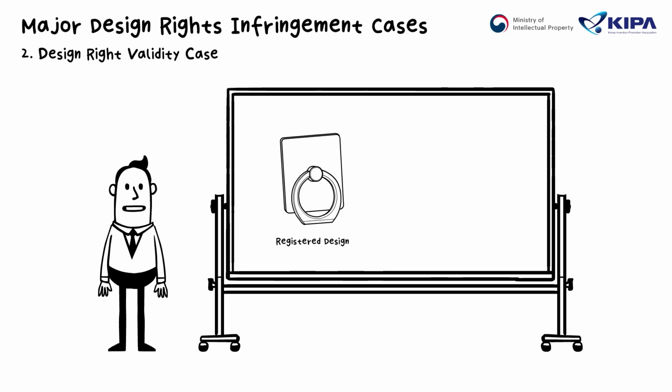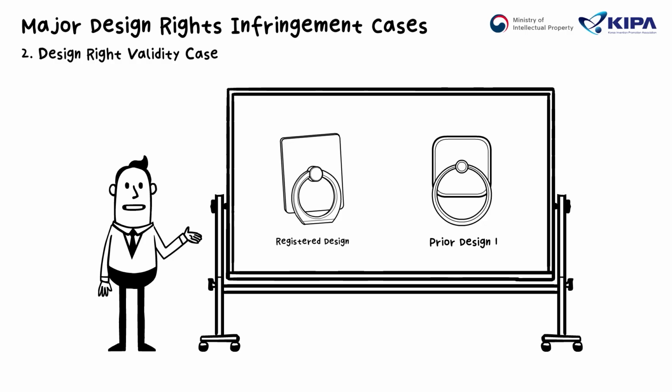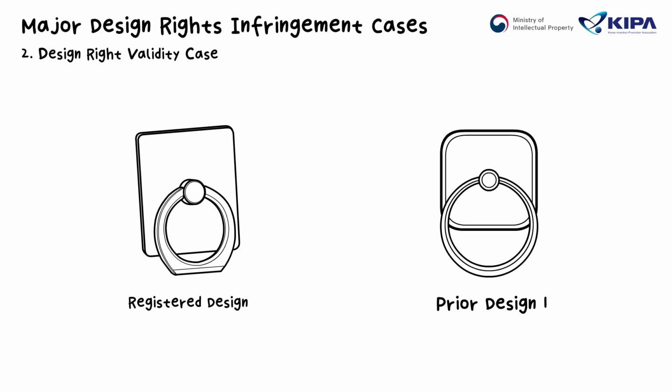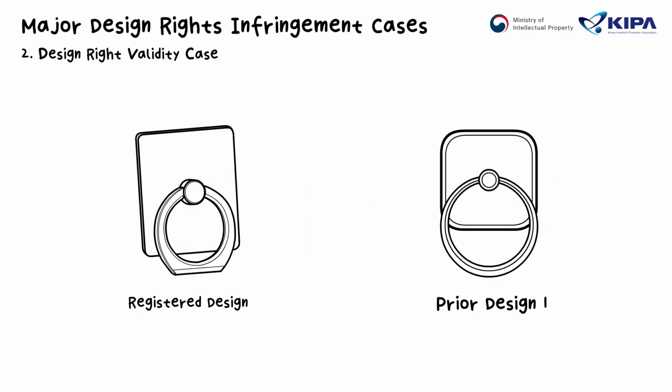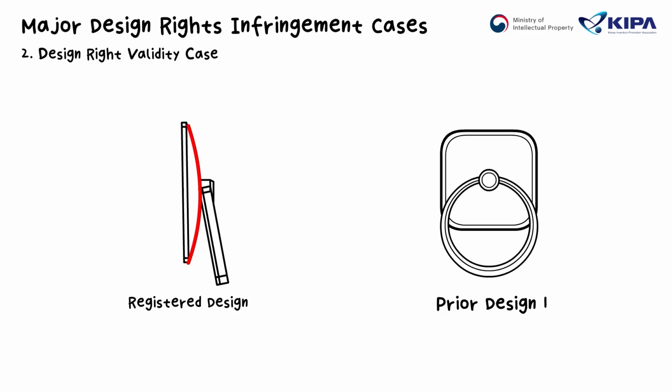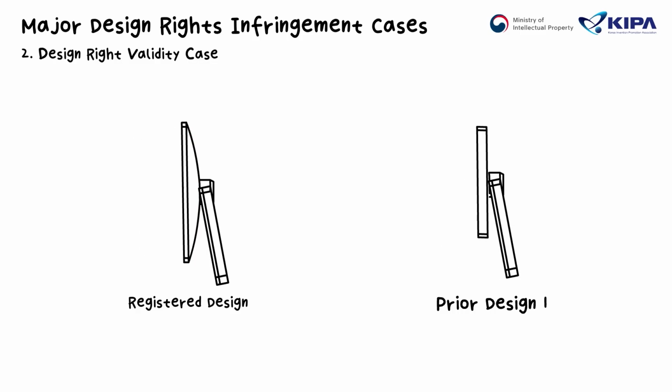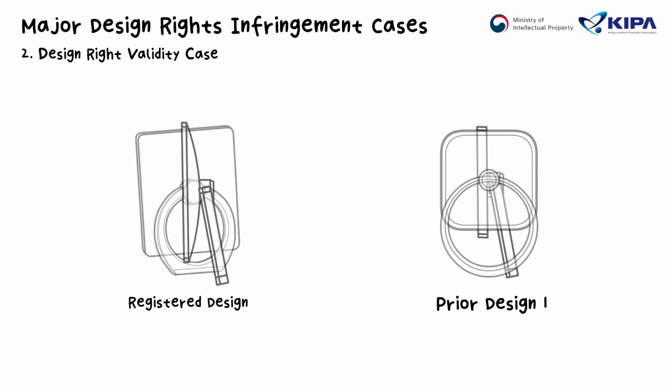When comparing the registered design with prior design 1, the following similarities can be observed. 1. Both consist of a plate that attaches to the back of a smartphone, a ring through which a finger can be inserted, and a fixing part connecting the plate and the ring. And 2. The plate has a rectangular shape with rounded corners, is smaller than the width of the smartphone, and the ring is positioned at its center. However, the registered design differs from prior design 1 in several respects. 1. The center part of the plate in the registered design is convex and protrudes outward, whereas the corresponding part in prior design 1 is flat.